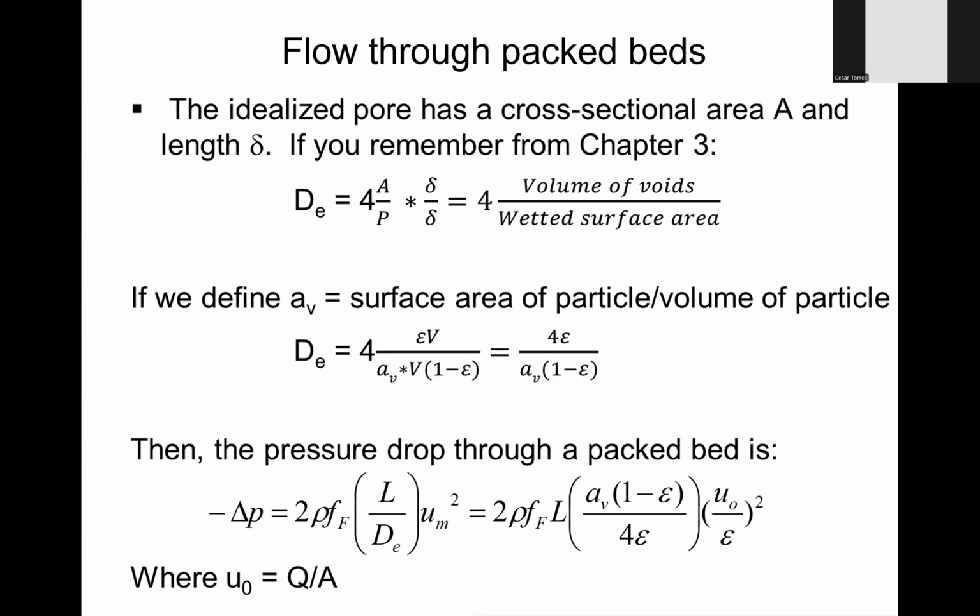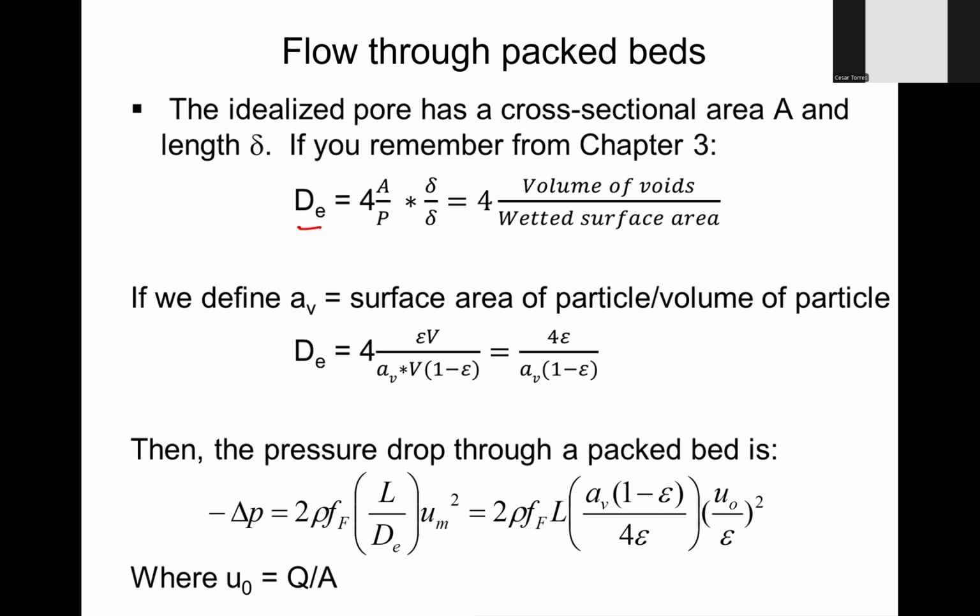And so when we are trying to define an equivalent diameter of this pore, you're going to define it somewhere like this, where you say 4 times area over perimeter. And if I multiply that by length over length, then area times length gives me the volume of voids. And the perimeter times the length gives me the wetted surface area, or basically the surface area in contact with the liquid or the gas.